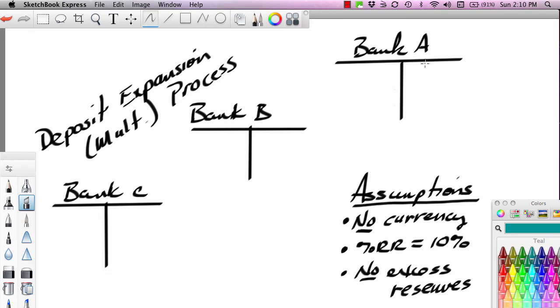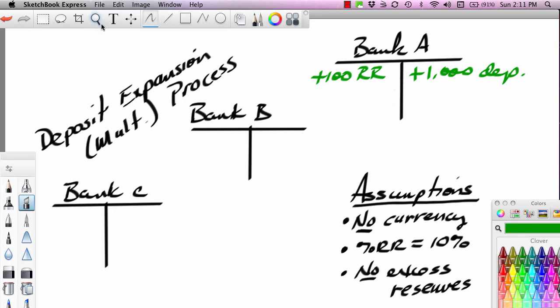So let's say that someone deposits $1,000. His name is Smith. He deposits $1,000 into Bank A. Bank A must hold $100 as required reserves. So required reserves are $100. How did I get that? That's 10% of the $1,000 deposit. Notice Bank A can hold more than 100.